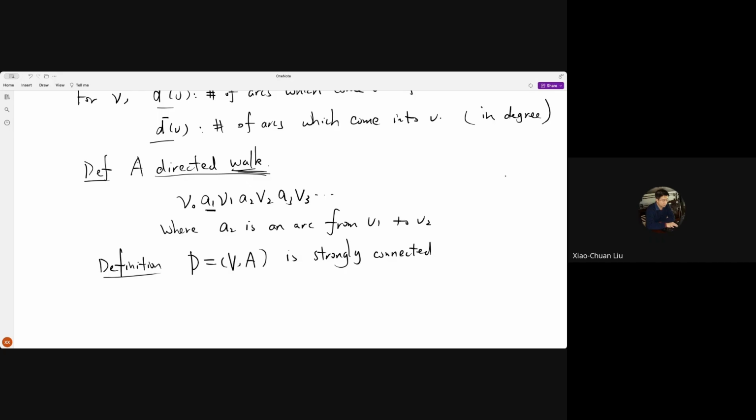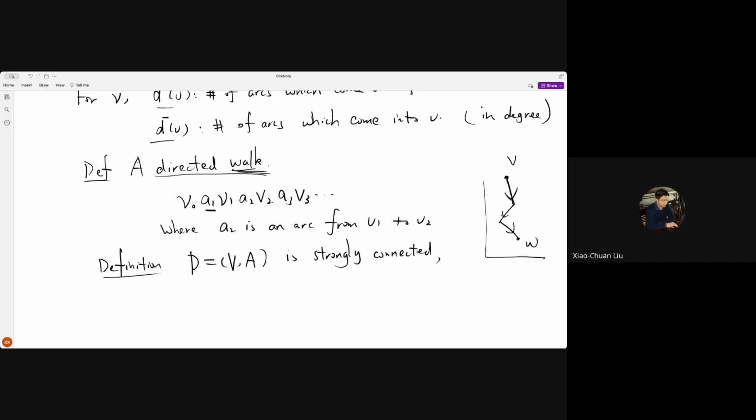So the thing is, in the directed graph, maybe we have some V and we follow the arrows, follow the arcs to arrive at W. But we don't have a sequence of arcs to connect W back to V. You see, for example, in this simple directed graph, if we are required to follow all the arcs, we can go from V and arrive at W, but we cannot start from W and arrive at V.